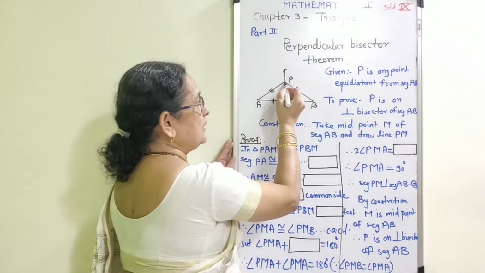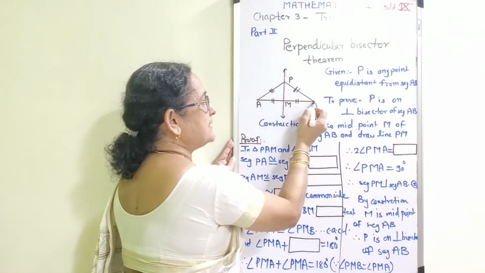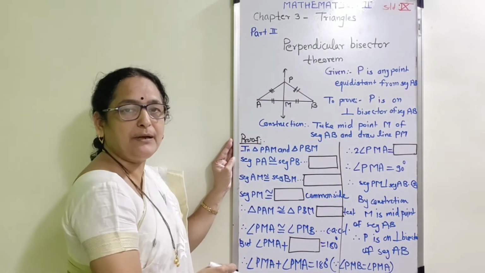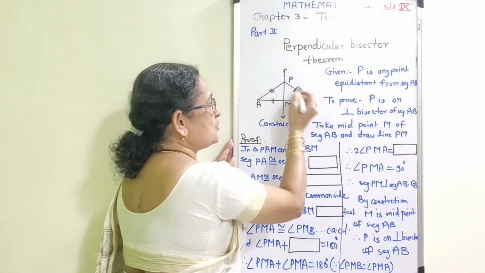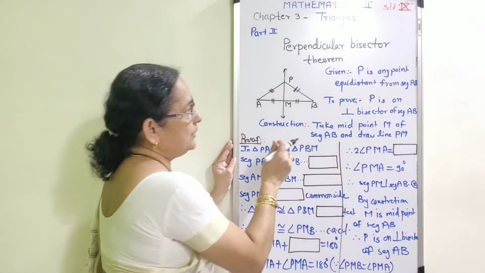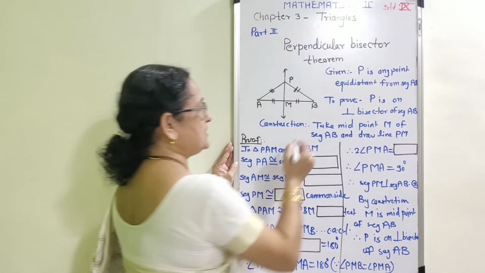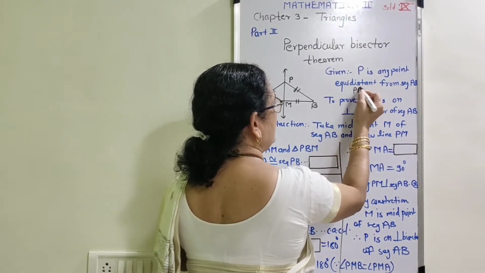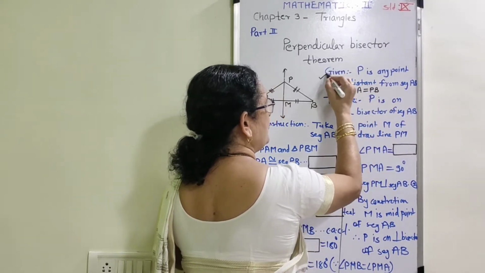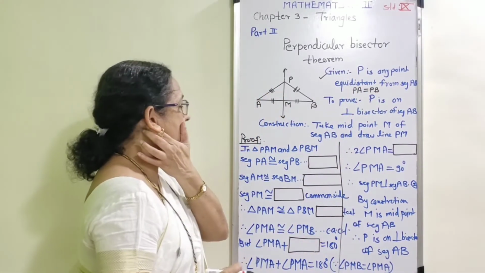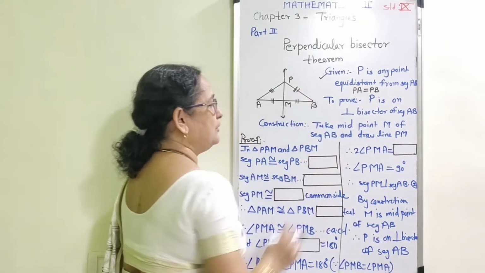Here they have given that point P is at equal distance from the endpoints of the segment AB. Therefore, the first given thing is PA is congruent to PB. Here P is any point equidistant from the endpoints of segment AB, or in other words PA is equal to PB. In our textbook they have mentioned only that P is equidistant from A and B. No need to write that PA is equal to PB.